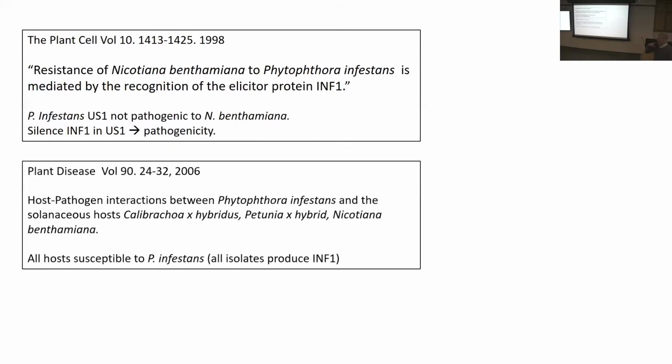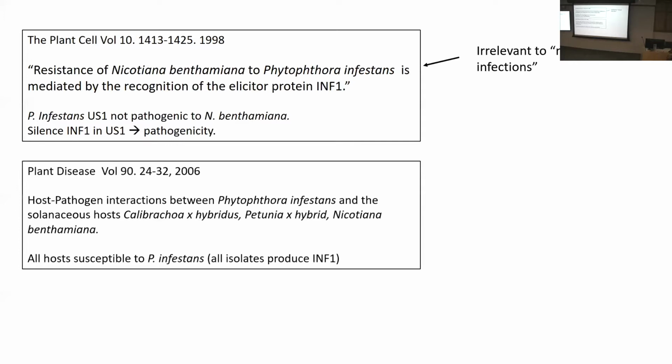At the same time, we were actually doing a little work on that ourselves in this very august journal, Plant Disease. And the paper's title was Host Pathogen Interactions Between P. infestans and the Solanaceous Hosts Calibrachoa hybridus, Petunia times hybrida, and Nicotiana benthamiana. All of these hosts were susceptible to P. infestans. They all produced INF1. So INF1 is certainly not the reason, and actually Nicotiana benthamiana is not resistant to Phytophthora infestans. So this study is essentially irrelevant to anything that happens in the field.